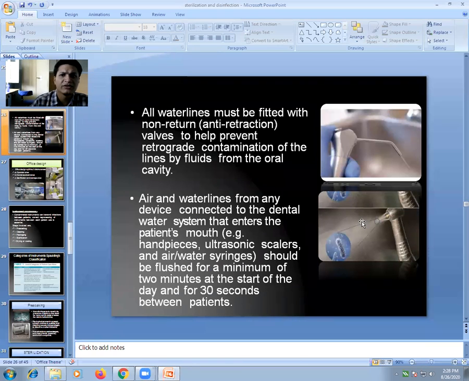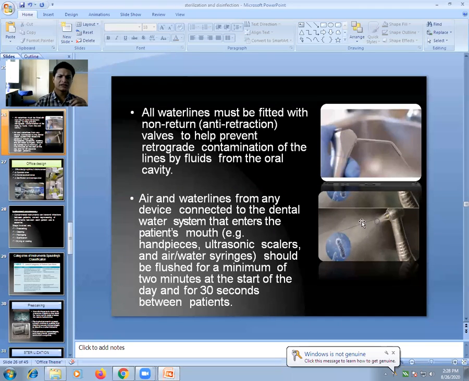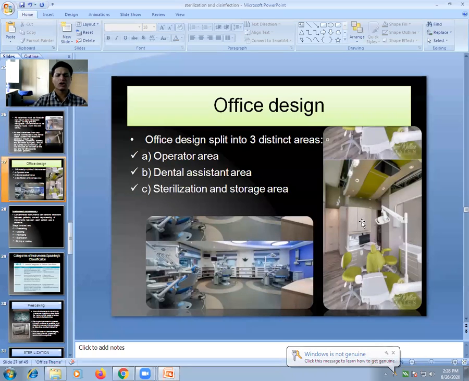All water lines must be fitted with non-return valves to help prevent retrograde contamination of the lines. Air and water lines from any device connected to the dental water system that enters the patient's mouth should be flushed for a minimum of 2 minutes at the start of the day and 30 seconds between patients. What about office design? Office design is split into three distinct areas: operatory area, dental assistant area, sterilization and storage area.